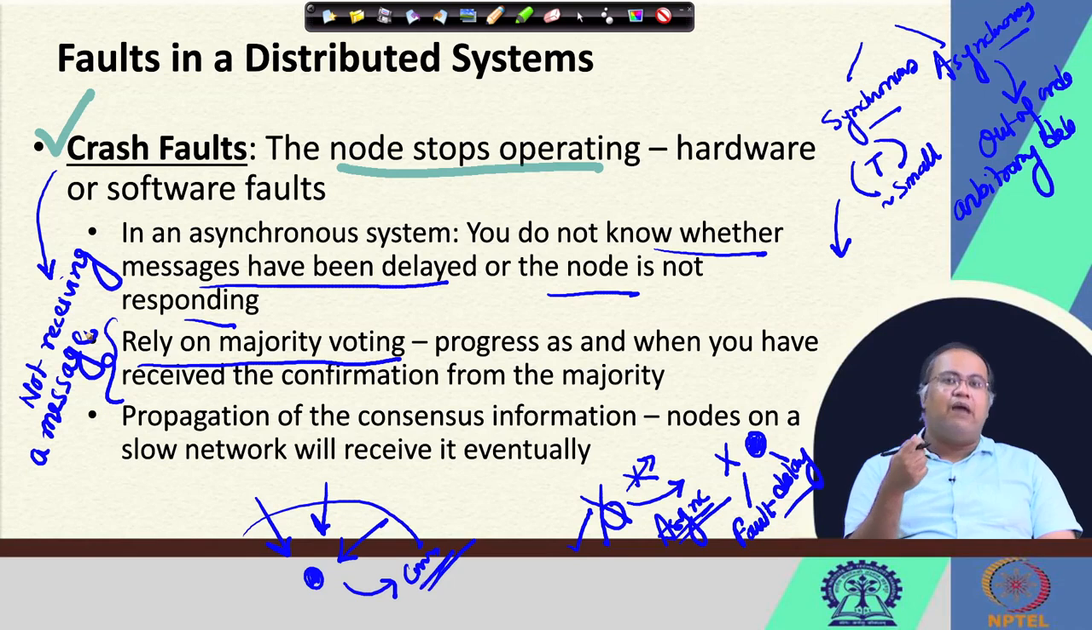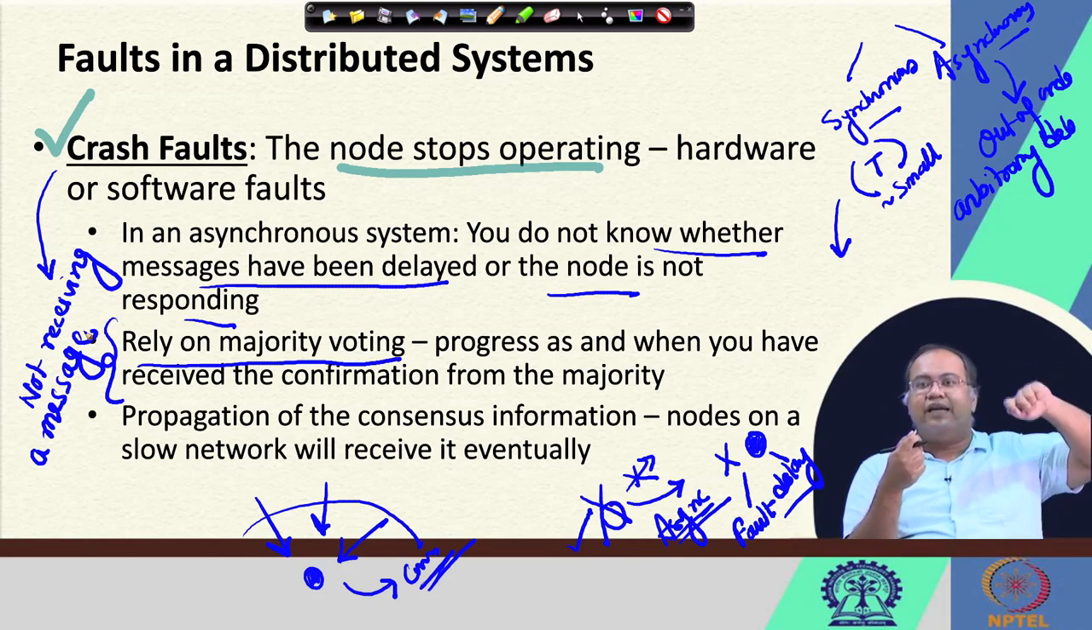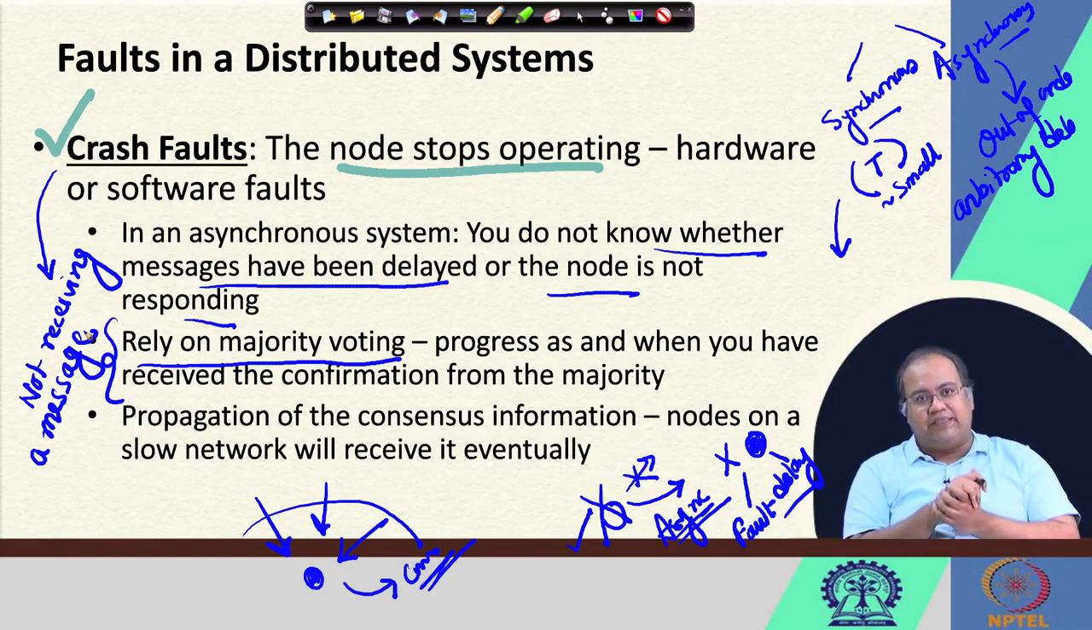So it might also happen that the node has actually sent the message, but it is in a very slow network, because of which possibly the message got lost, or possibly the message got significantly delayed, because of which you are not receiving the message.